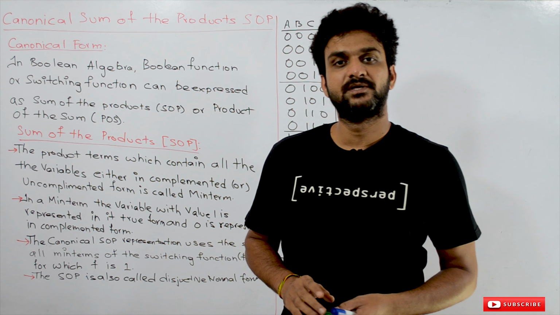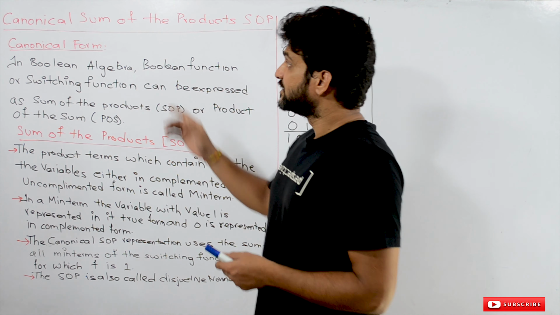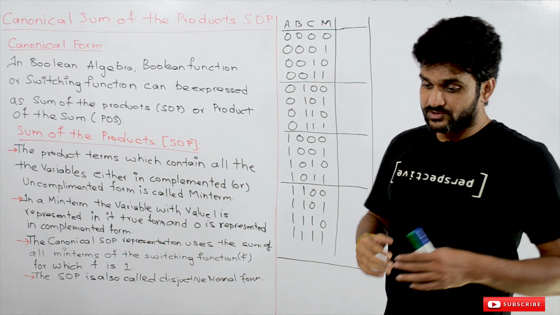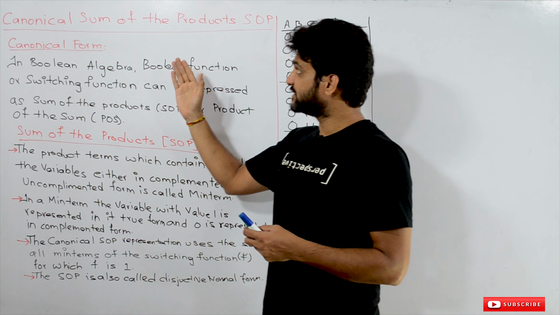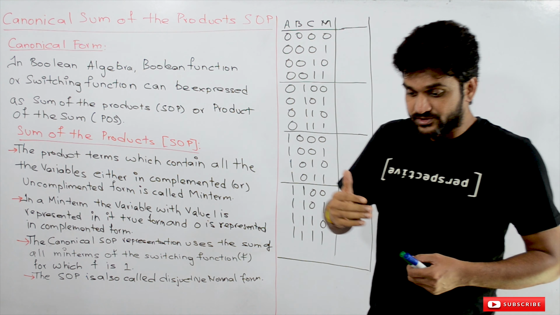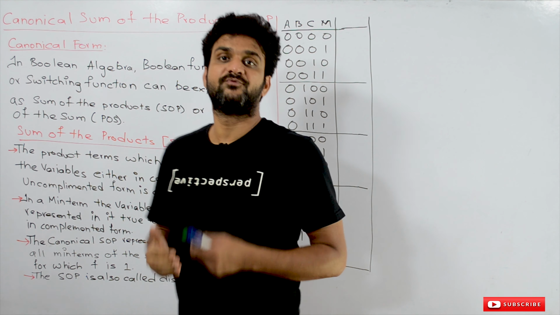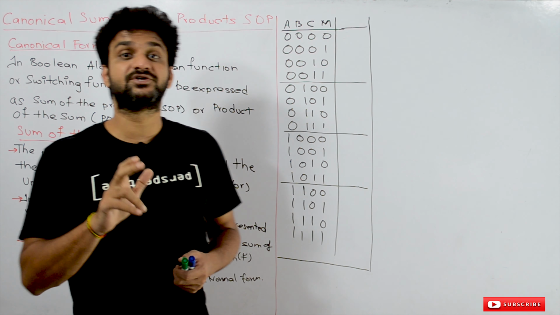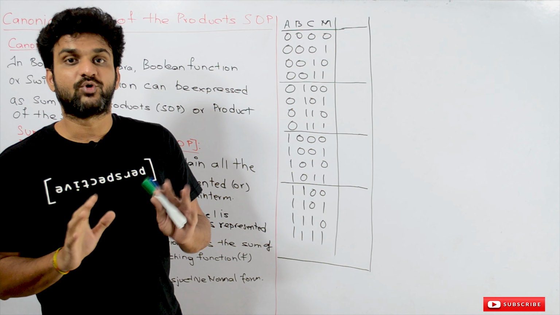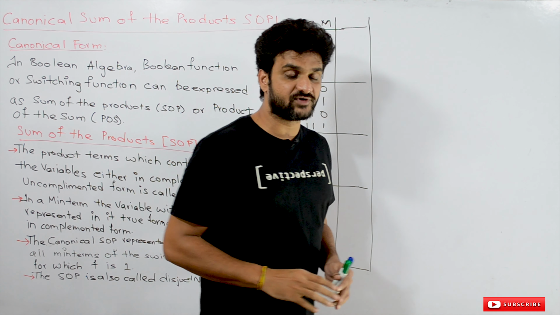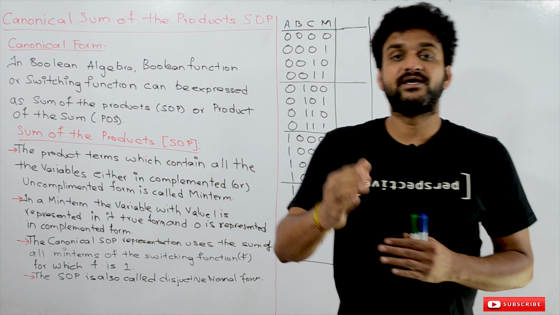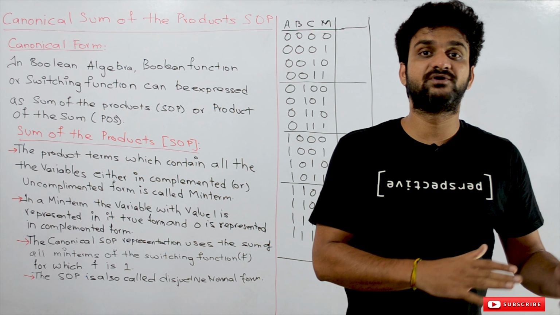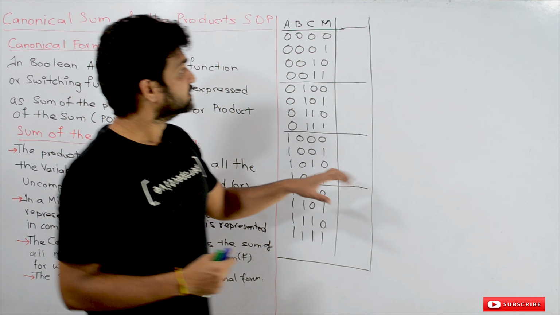I am Vikram. In this class, we'll try to understand canonical sum of products. It is also called SOP. In this class we will try to understand what is meant by canonical sum of products. Before understanding canonical sum of products, we will try to understand what is meant by a Boolean function or switching function. We have clearly explained this with an example in our first video, but here we will try to understand it again.